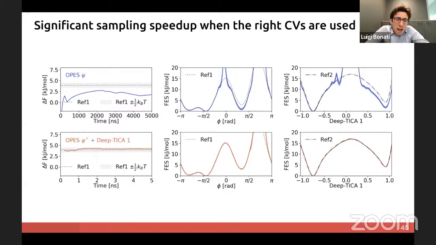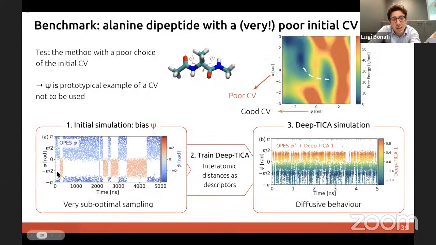So it's incredible how we are able to extract a good CV even from such poor sampling in the first place. Of course, if we look at the evolution of the bias potential with OPES, we see that it actually converges quite fast, and these transitions are really in a quasi-static regime. This is a key point for extracting something useful.